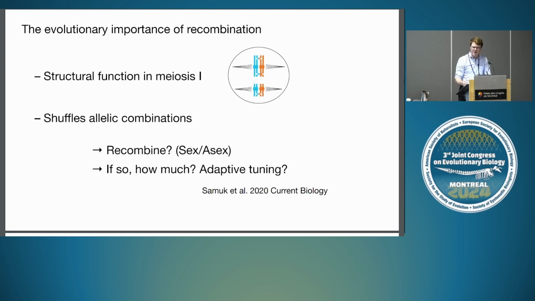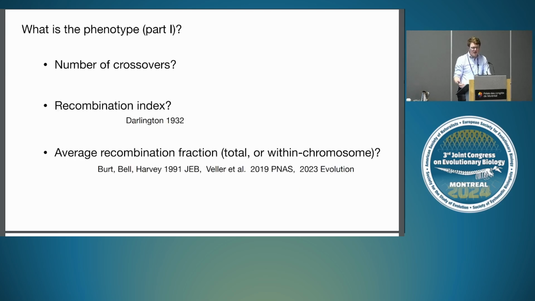So what is the phenotype? And once we've decided what the phenotype is, what is its heritability? Now, the easiest way to measure the amount of recombination is just to count the number of crossovers in meiosis, or alternatively, the number of crossovers in gametes.